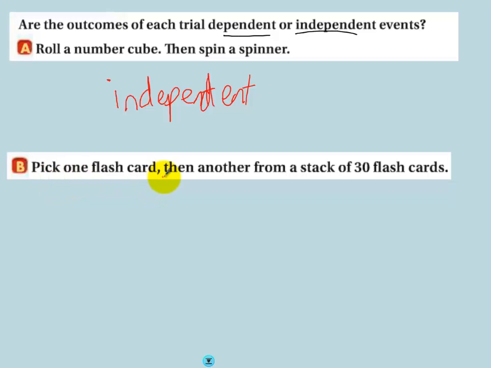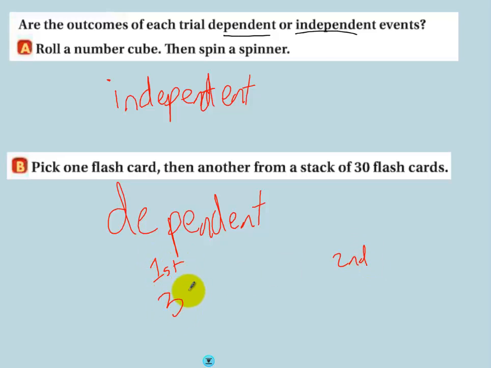Now if I pick one flashcard, then another from a stack of 30 flashcards, are these independent or dependent? These are definitely dependent because they're being picked from the same stack of flashcards. So when you pick the first flashcard, now you only have fewer for the second pick. So in the first pick, you got 30 to choose from. The second pick, you only have 29 to choose from because the first one's gone. So which cards are in there will depend on what you picked in the first pick. That's why they are dependent.